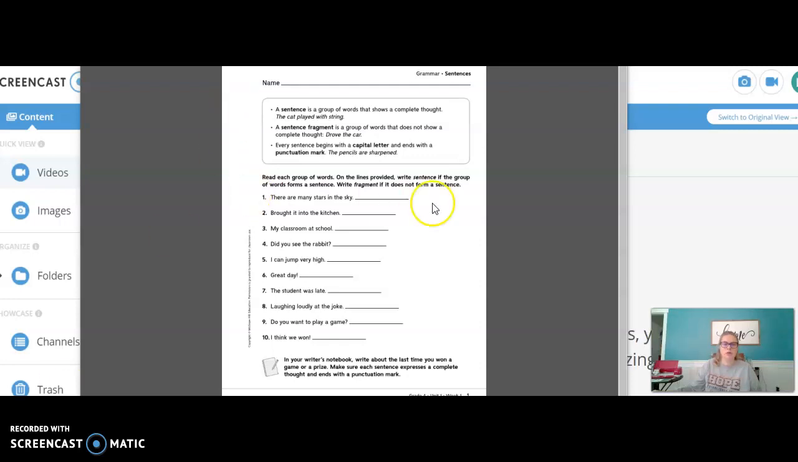This will be in your notebook, and I'm sorry for how everything is in 5,000 different places. I'm trying to figure out how to streamline them. Please just be patient with me.